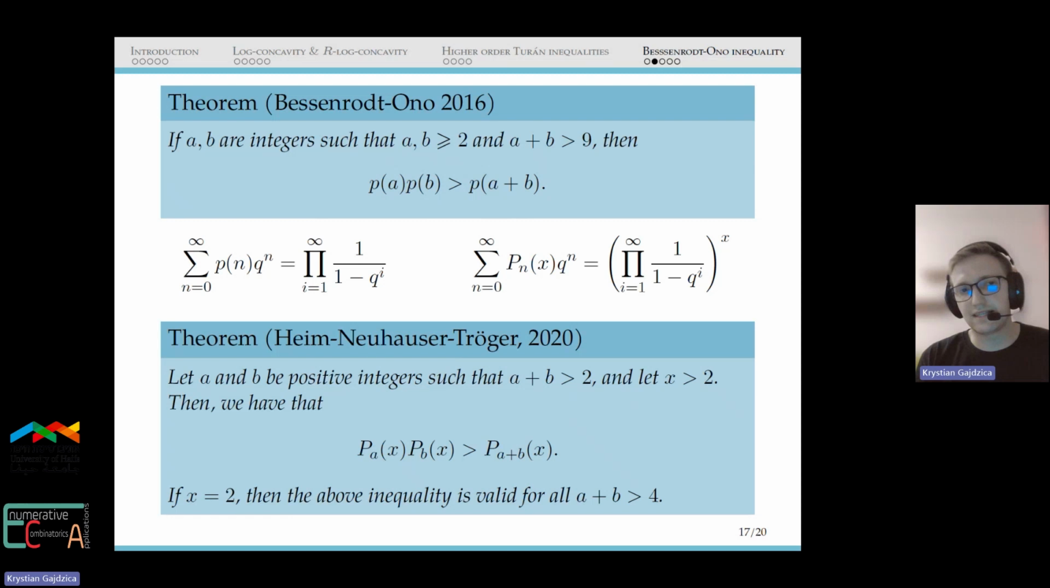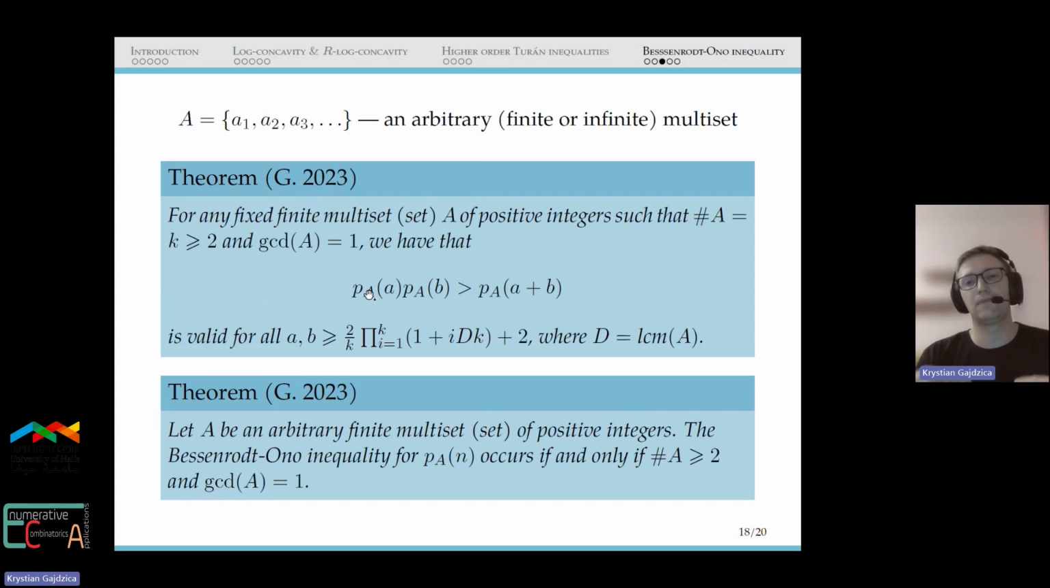Thus, I have decided to investigate this issue for the A-partition function, and I was able to obtain the following characterization. If the cardinality of A is at least 2 and the greatest common divisor of A is 1, then we obtain the Bessenrodt-Ono inequality for all a and b greater than or equal to this very large number, which can probably be improved in the sense that it might be much smaller. On the other hand, the most important thing here is that we cannot extend this theorem, meaning that the Bessenrodt-Ono inequality for the A-partition function occurs if and only if these assumptions hold.